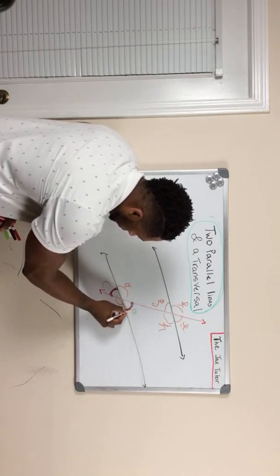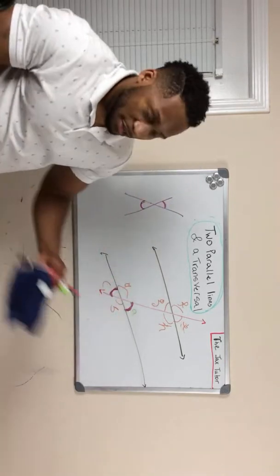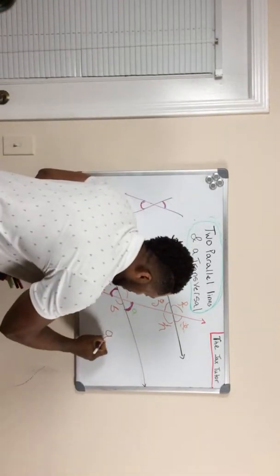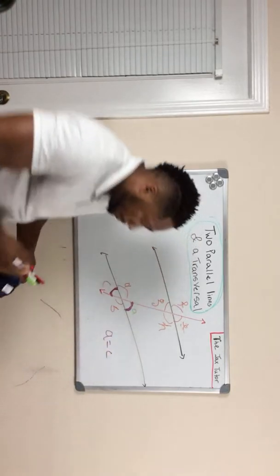A and C are vertical to each other. So it's all vertical angles. That means angle A is equal to angle C.